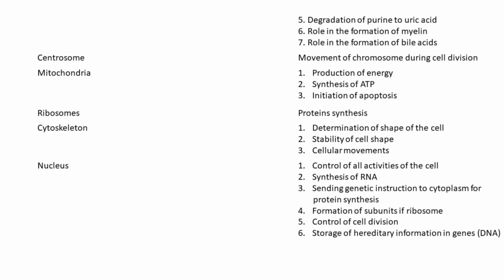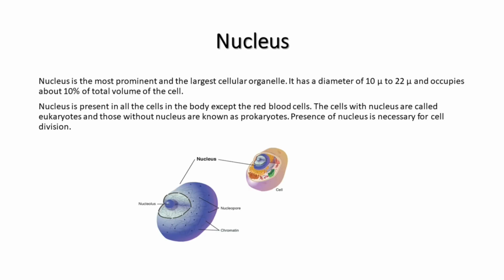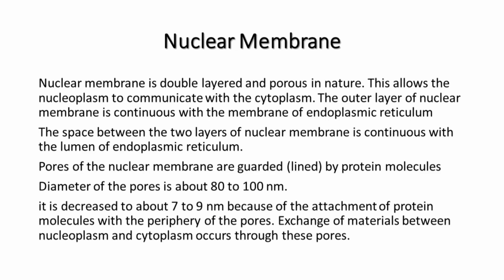Nucleus. Nucleus is the most prominent and the largest cellular organelle. It has a diameter of 10 micrometers to 22 micrometers and occupies about 10% of the total volume of the cell. Nucleus is present in all the cells in the body except the red blood cells. The cells with nucleus are called eukaryotes and those without nucleus are known as prokaryotes. Presence of nucleus is necessary for cell division. Nuclear membrane. Nuclear membrane is double-layered and porous in nature.